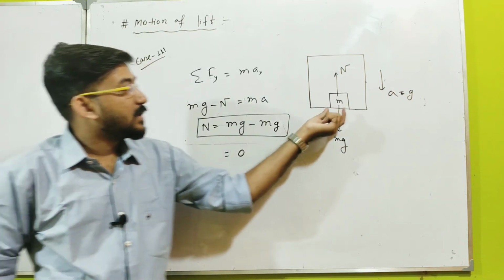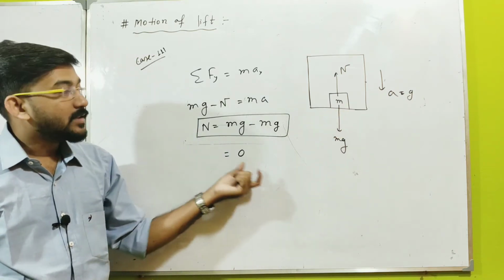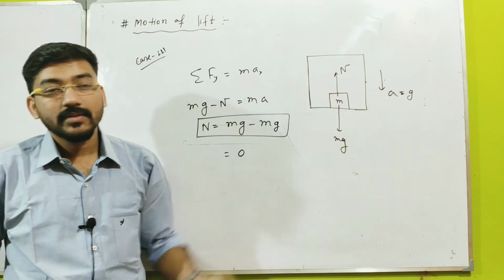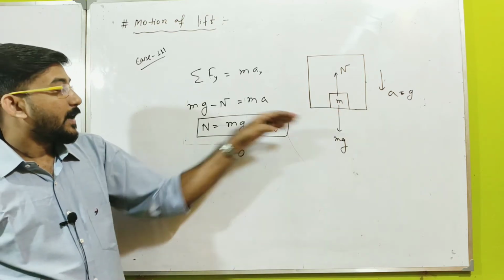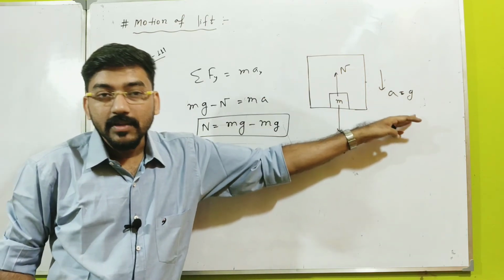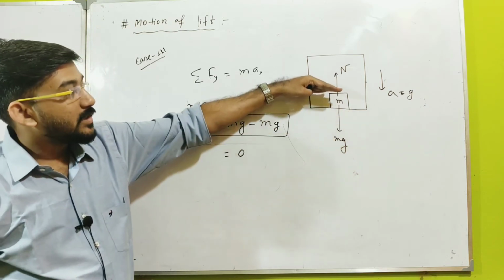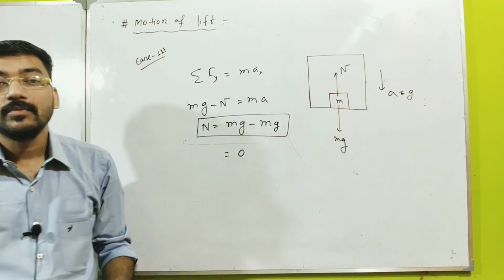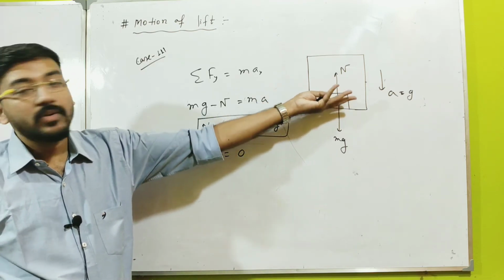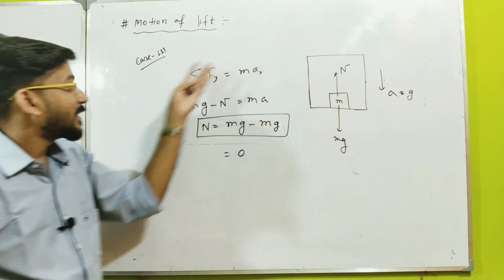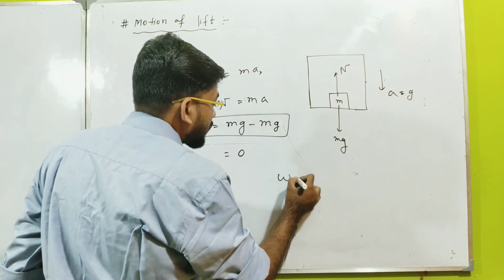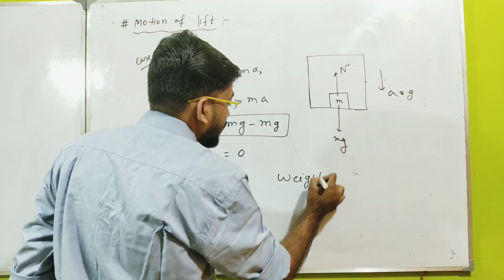At the same time, normal reaction is a contact force, and here the normal reaction is 0, which means no contact with the surface of the object. So at that time, when a is g, the contact between the surface and the object will be lost. The object will be in the air, and that phenomenon is known as weightlessness.